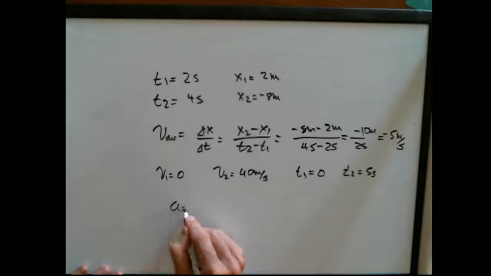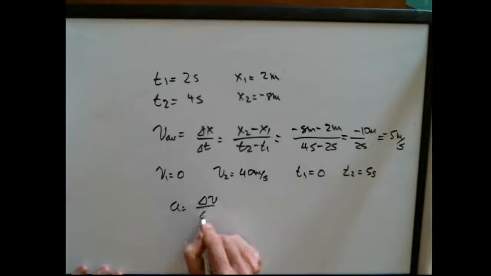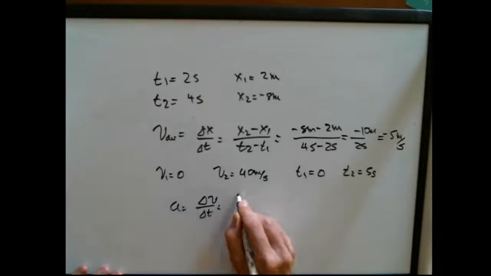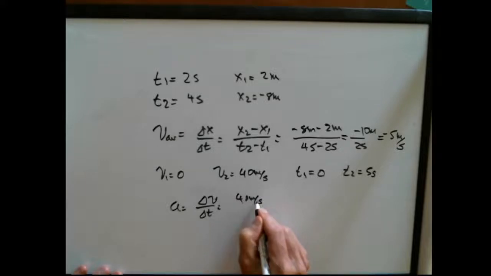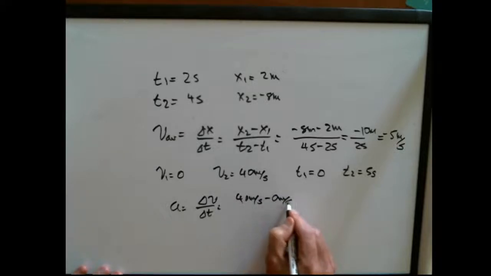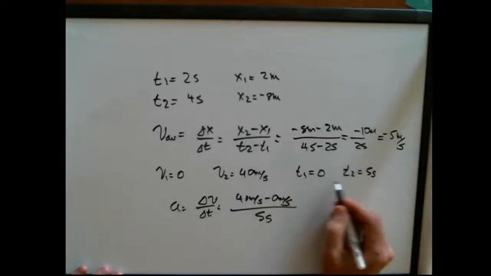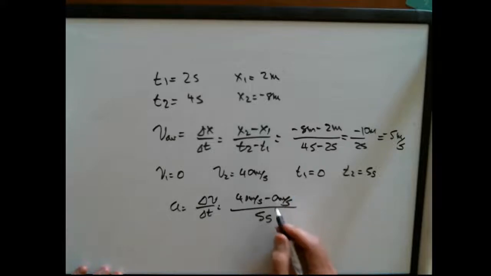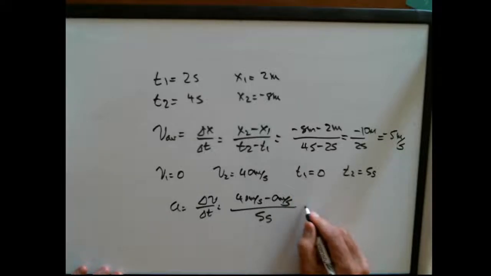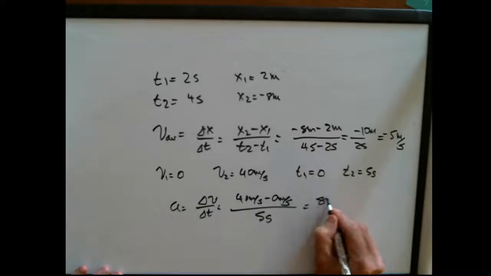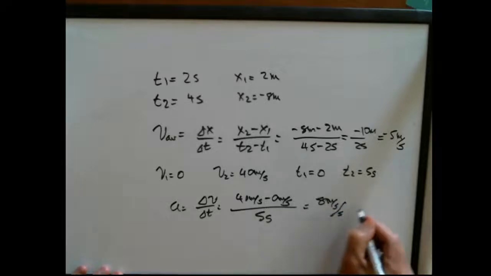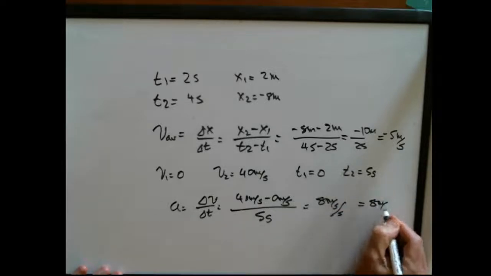And so the acceleration is the change in velocity over the change in time. It's 40 meters per second minus 0 meters per second over 5 seconds. I can either say that the time allowed was 5 seconds, or I can say t2 is 5 seconds and t1 is 0. 5 minus 0 is 5. And so this is 8 meters per second squared.